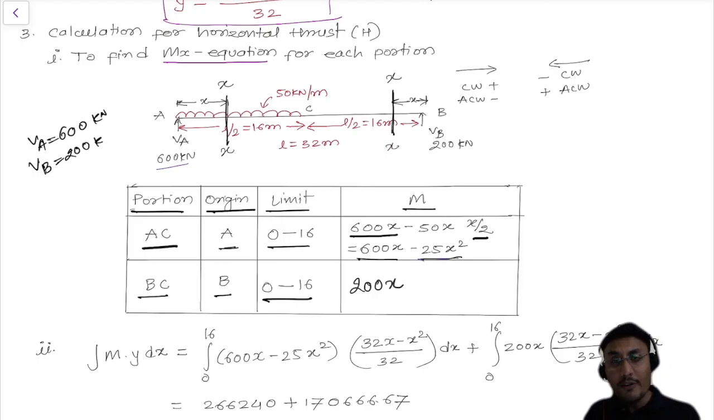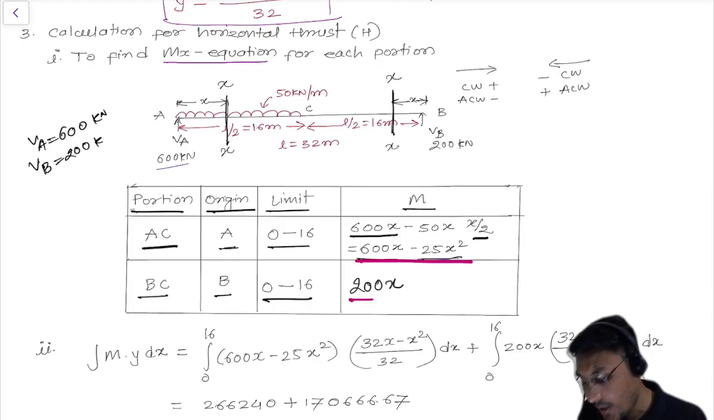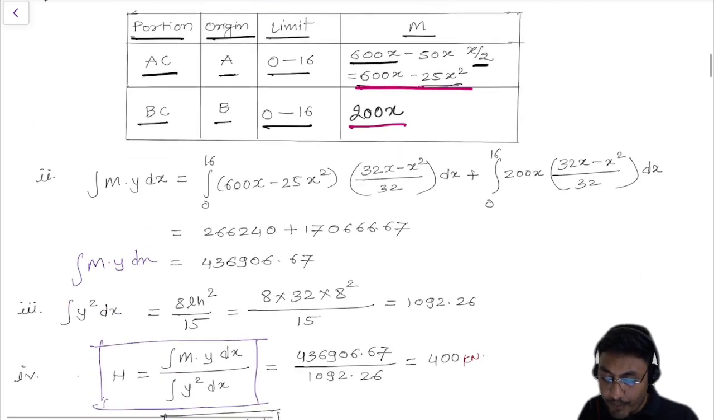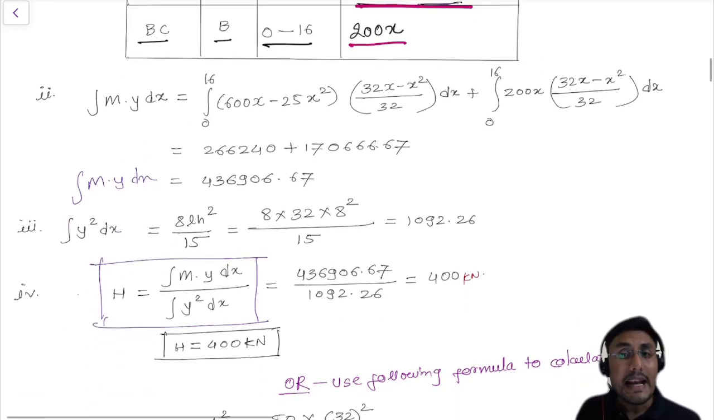Now we have two equations with us. The first equation is 600x minus 25x square, and another one is 200x. Now we need to do some calculations.